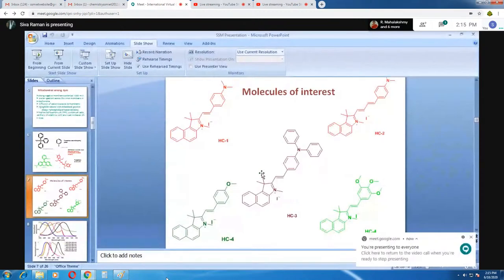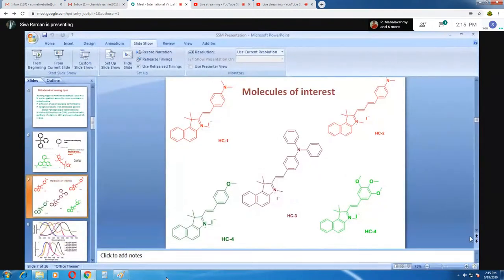Okay. Which are the molecules? Here, we chose the meropenem moiety, and the naphthyl ring, which has the indolium group. We term these merocyanine-based dyes. We chose donor-acceptor type molecules.